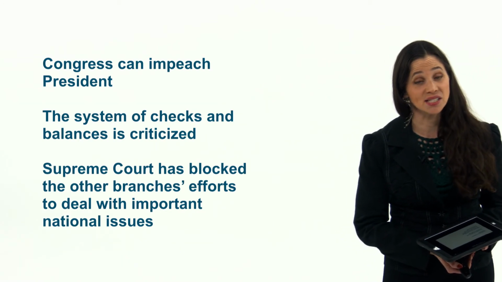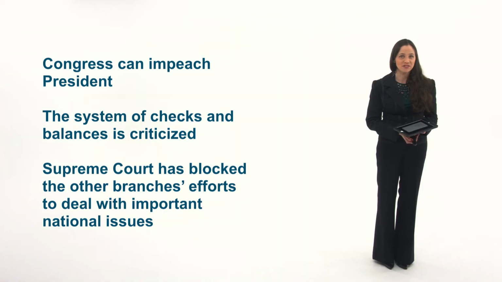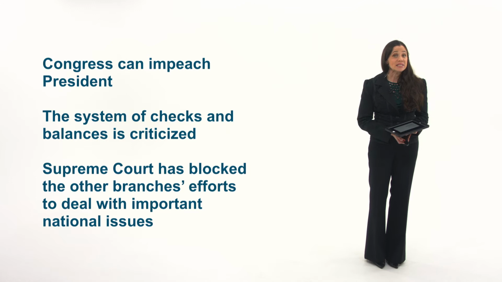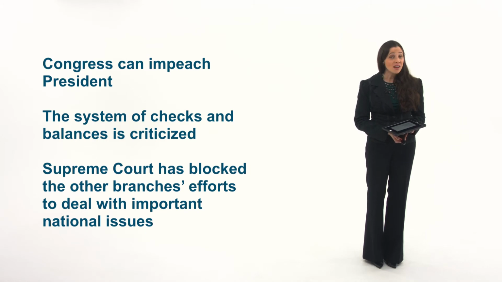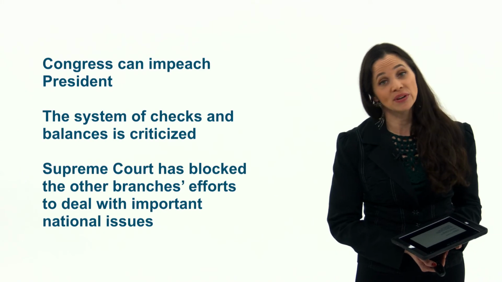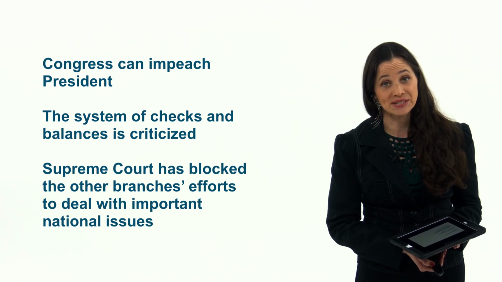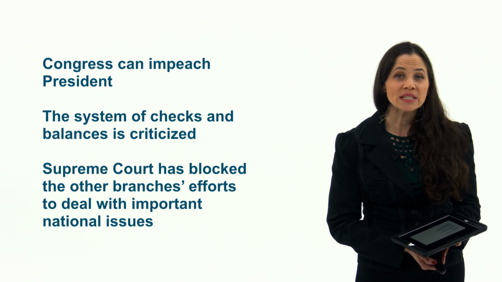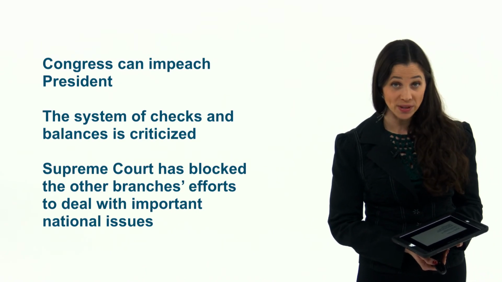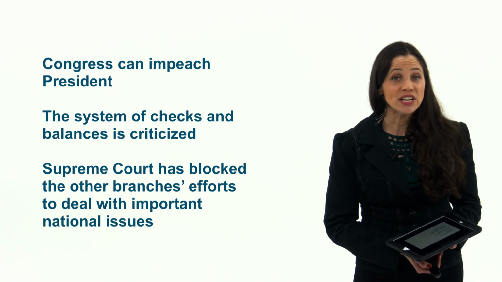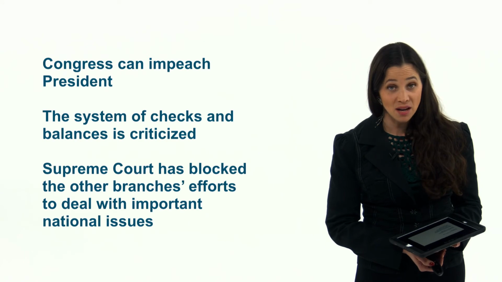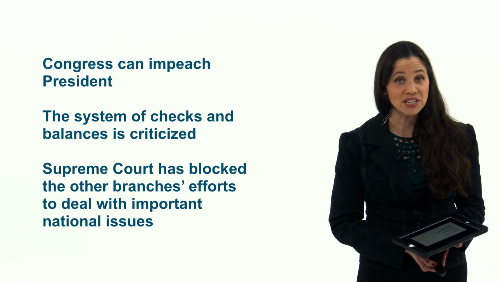In some cases, the Supreme Court has blocked other branches' efforts to deal with important national issues. For example, until the Great Depression, the national government had not taken an active role in mitigating domestic crises, except in wartime or in the cases of natural disasters. Therefore, the Supreme Court initially struck down many of President Franklin Roosevelt's efforts during his first 100 days in office, such as the creation of alphabet agencies, they were called, to mitigate the economic hardships caused by the Great Depression.